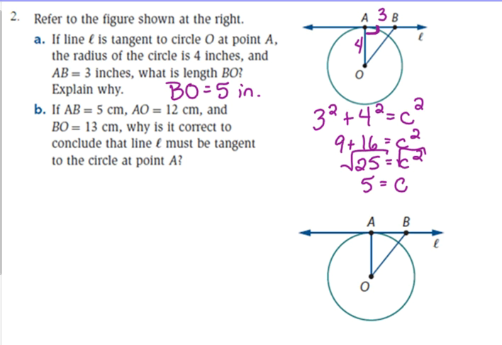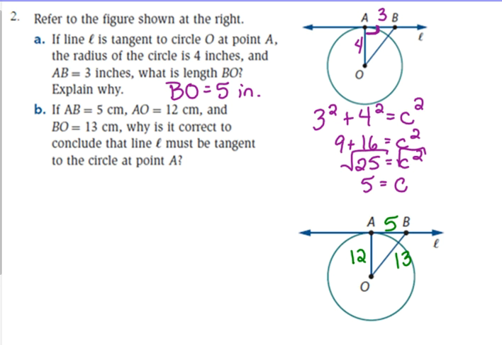So part B, I gave you another copy of the circle there, because we're resetting. We're done with the stuff from A. That doesn't apply anymore. We're using the same diagram, but we're using different measures. It says if AB is 5 centimeters and AO is 12 centimeters and BO equals 13 centimeters, why is it correct to conclude that line L must be tangent to the circle at point A?